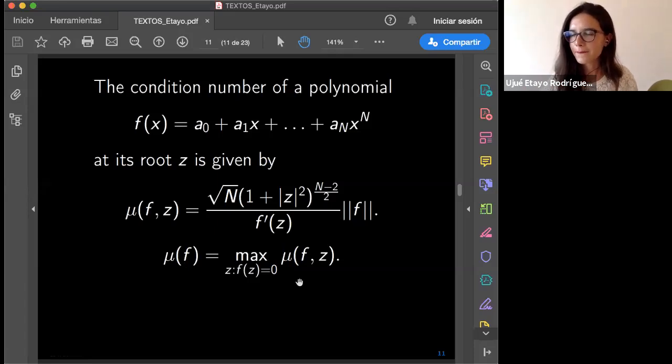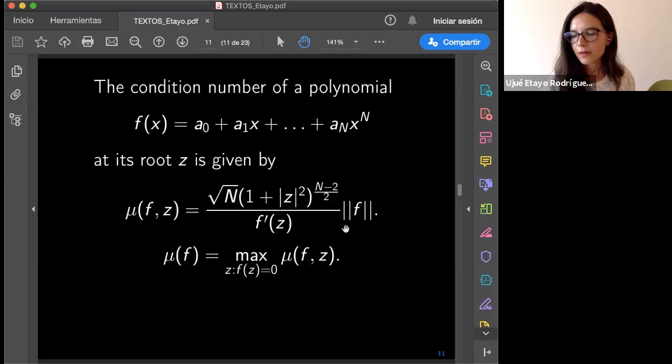Okay, sorry, what is this norm here? The norm of f. For this definition, this is the Bombieri-Weil norm. Do you know what it is? Vague. I think we would all appreciate a reminder.